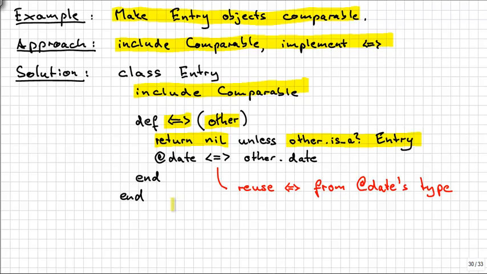If they are, we know that both of them have a date attribute, and then we just reuse the comparison operator that is already defined in the standard library for date instances. And so what we return is simply the test whether the date of our current instance and the other date we have been handed in the comparison operator compare favorably. So we reuse the comparison operator from the Date type.